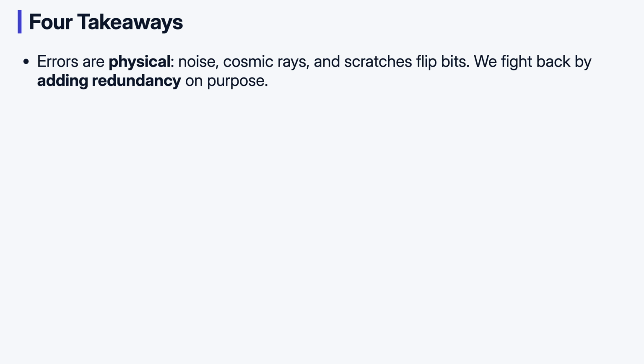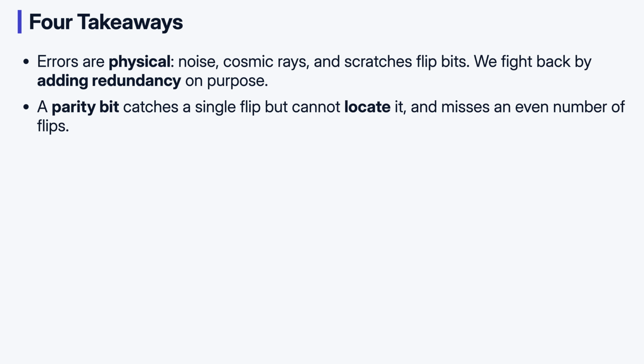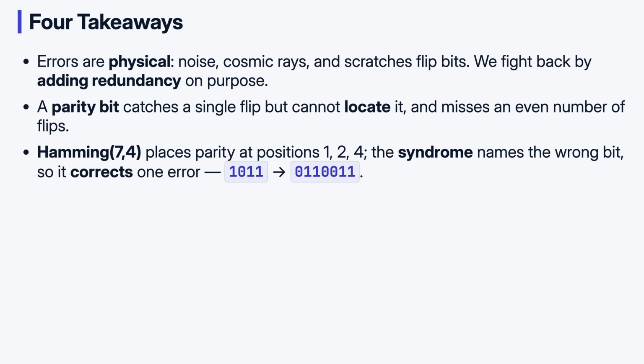Let us gather what this chapter gave you. 4 takeaways. First, errors are physical. Noise, cosmic rays, and scratches flip bits, and we fight back by adding redundancy on purpose. Second, a parity bit catches a single flip, but it cannot locate the bit, and it misses any even number of flips.